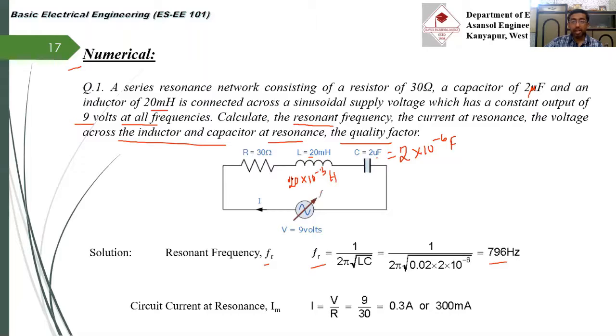Now, at resonant frequency, XL and XC are always equal. So these imaginary terms cancel out each other, and at resonant frequency this circuit will act as resistive in nature. So what is the current magnitude? That is V by R, that is 9 by 30. So it is 300 milliampere.